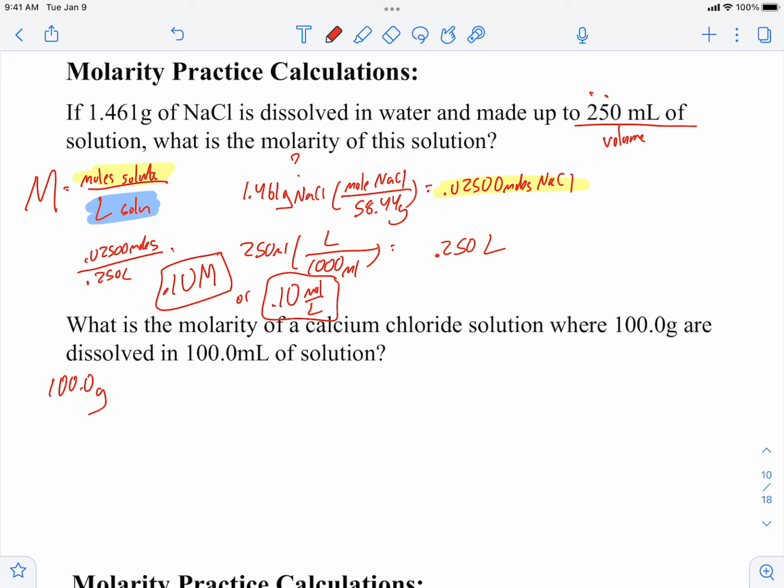Now, where people can very easily go wrong is that they might forget what the charges are and write the formula incorrectly. Calcium is a +2, chloride is a -1, so it's got to be CaCl2. If you write the formula incorrectly, you're going to get the wrong molar mass, which means you're going to get the wrong moles, which means you'll get the wrong molarity. So just check your units when you write your formula. Okay, the molar mass of calcium chloride is 110.98.